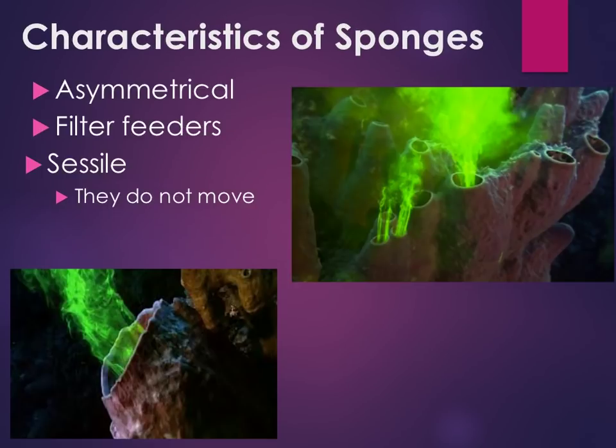A couple more characteristics of them is that they are asymmetrical. So when we talked about the 3 types of symmetry, asymmetry was one of them, and that means they don't have any. So they're going to grow in all sorts of crazy shapes, and there's not really going to be any kind of symmetry to them.